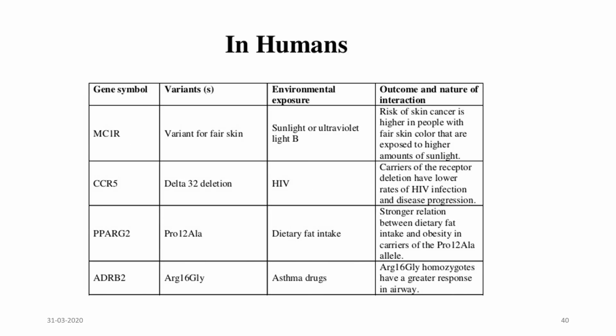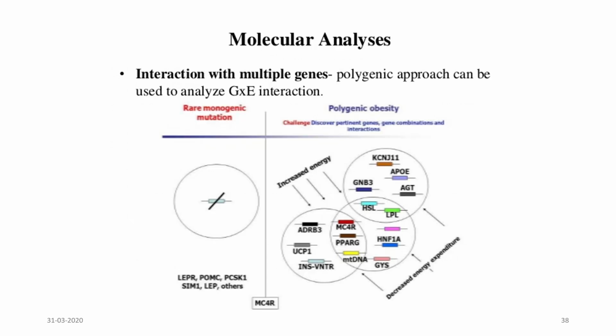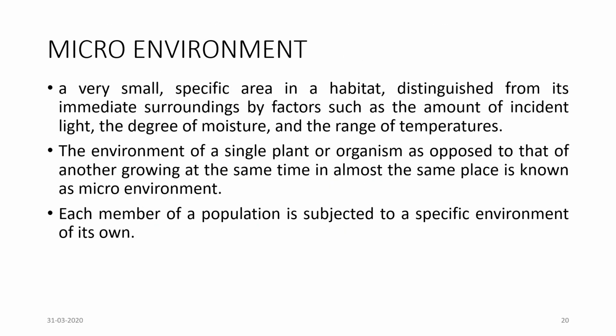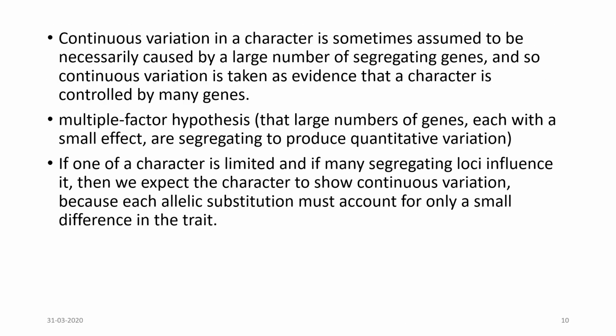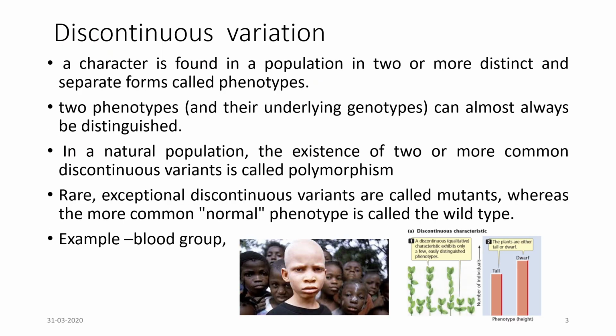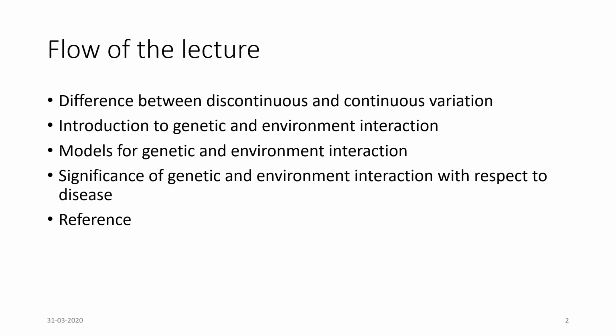So on the whole, gene and environment have a great interaction. I started the presentation by explaining what discontinuous and continuous traits are, followed by genetic environmental interaction. We started with the basics of what a genotype is, what an environment is, then different models of genetic interaction and the significance of this interaction with respect to disease, and the references.